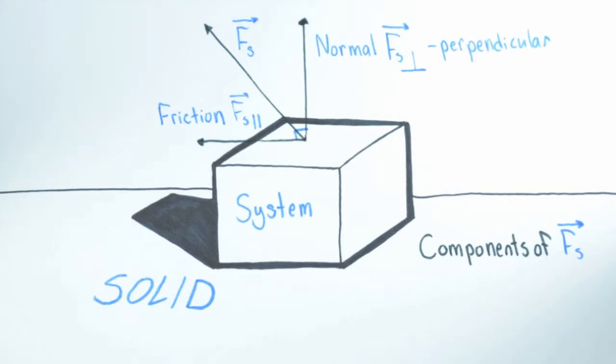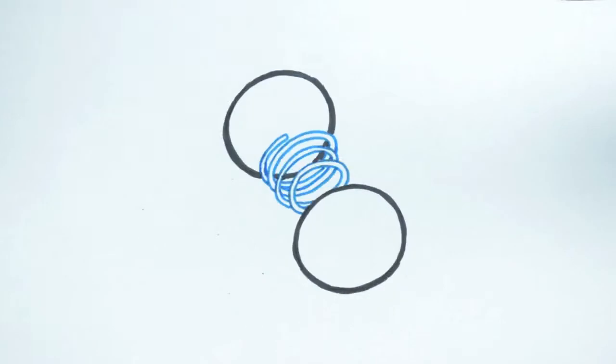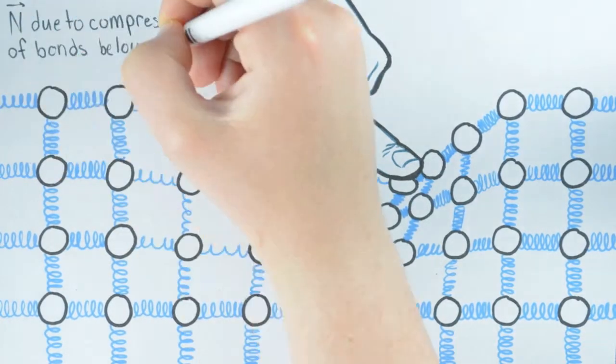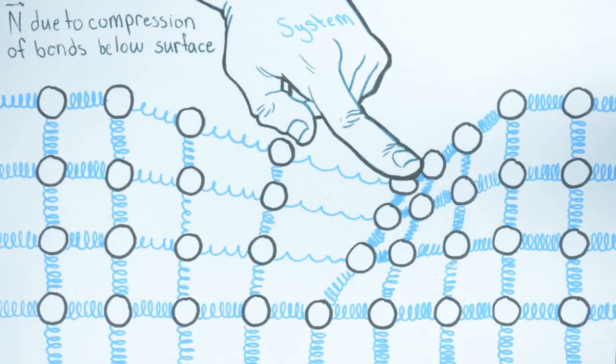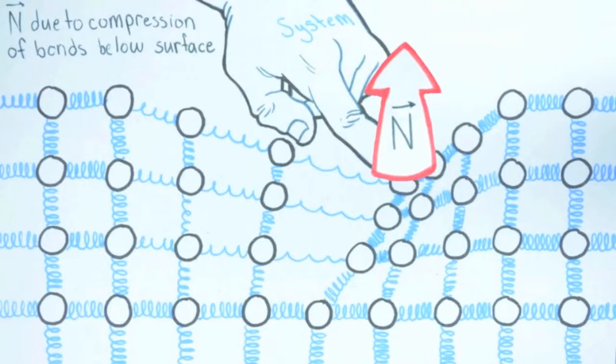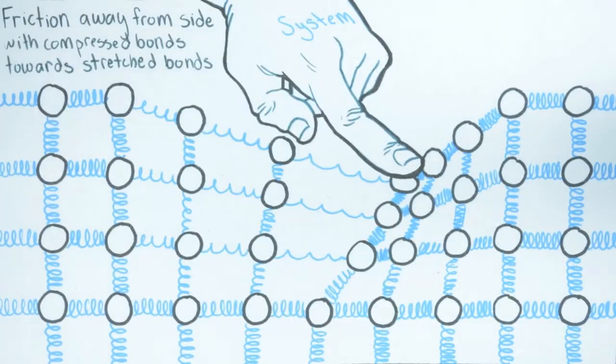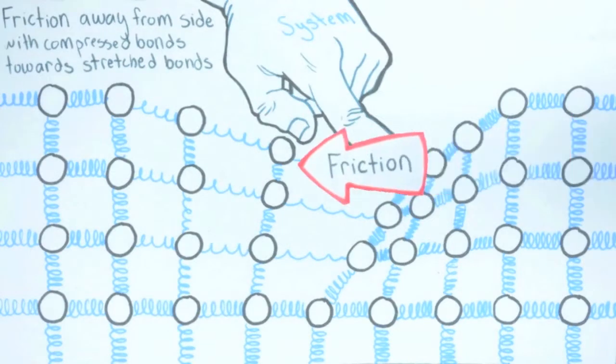With this picture in mind, we can relate the direction of the components to the way the spring-like bonds are compressed and/or stretched. So the normal force on our system will be due to the compression of the bonds below the surface, which suggests the normal component will always be away from the solid, toward the system, and of course, perpendicular to the surface between the system and the solid. The friction on our system will always be away from the side of the compressed bonds, toward the side of the stretched bonds, and of course, parallel to the surface between the system and the solid.